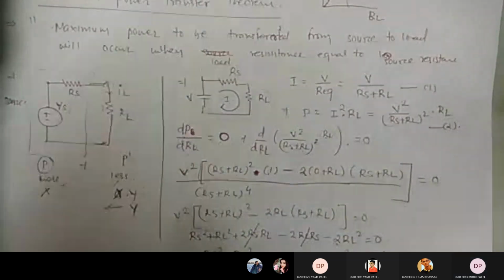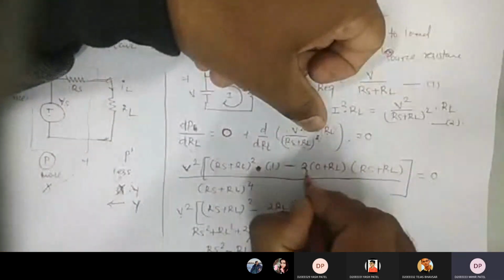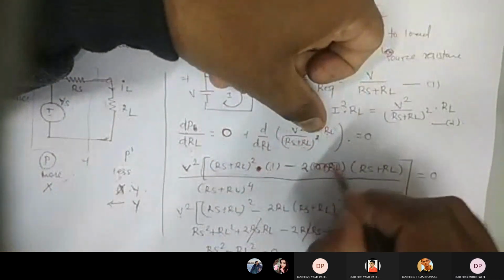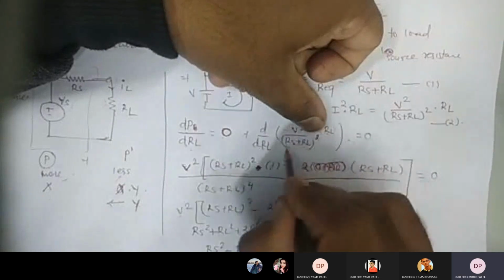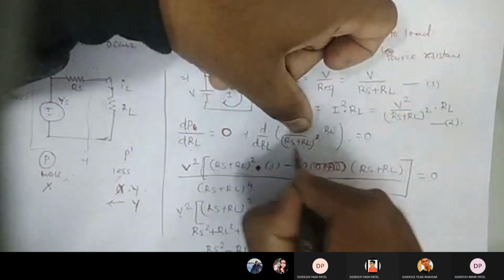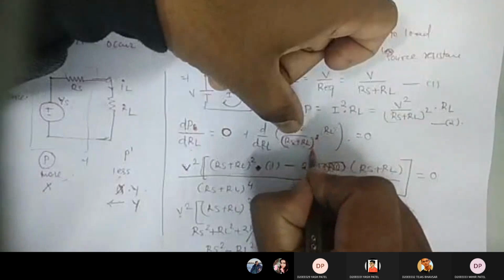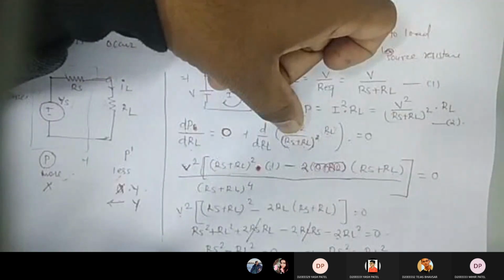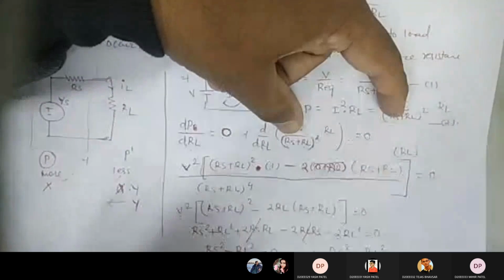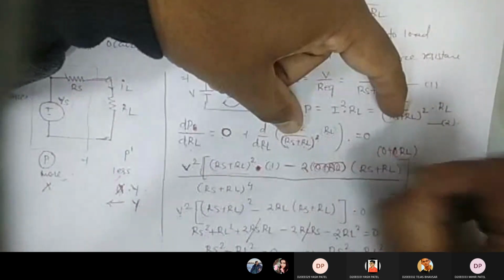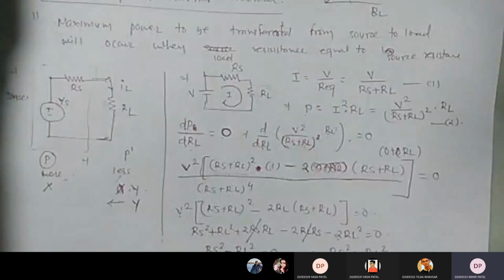Differentiation of this, what does that mean? 2 comes out. Okay, RS plus RL. Okay, 2 RS plus RL, then differentiation of this bracket. So it will become 0 plus RL. Okay, just write in your notebook.